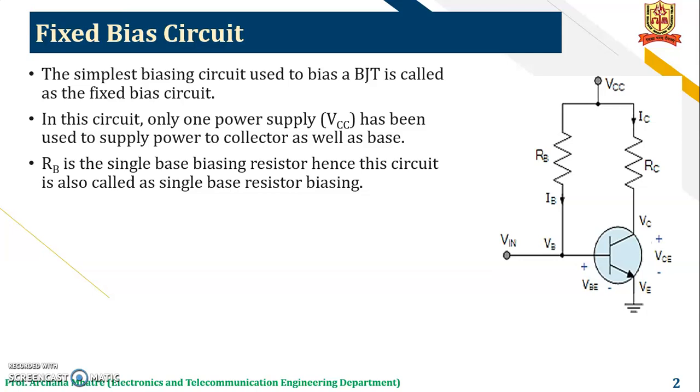In this circuit, only one power supply VCC has been used to supply power to the collector as well as the base. In this diagram, you can see VCC is a supply which is used to supply power to this collector terminal as well as the base terminal of the BJT. RB is a single base biasing resistor, hence this circuit is also called single base resistor biasing.